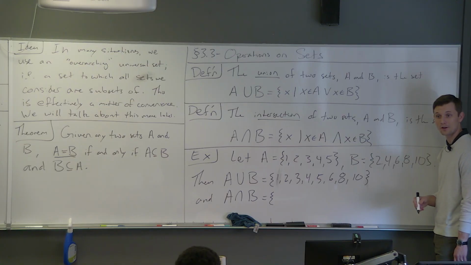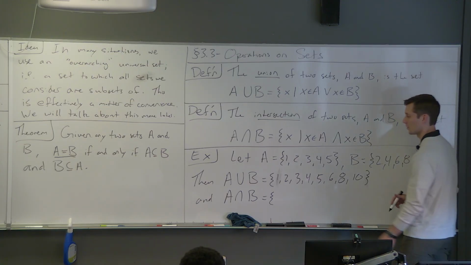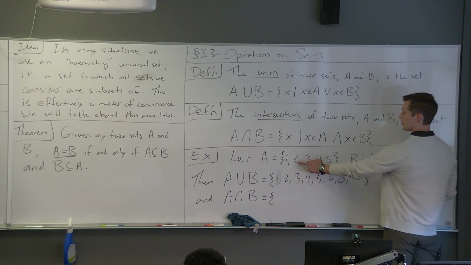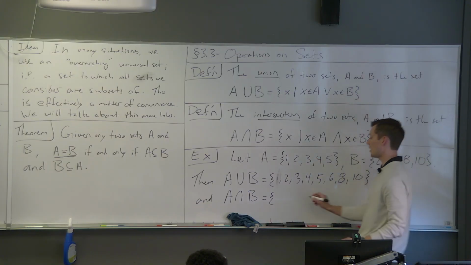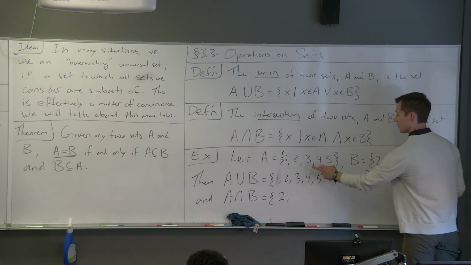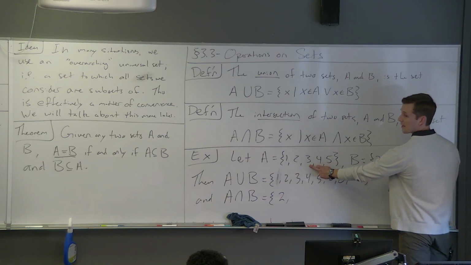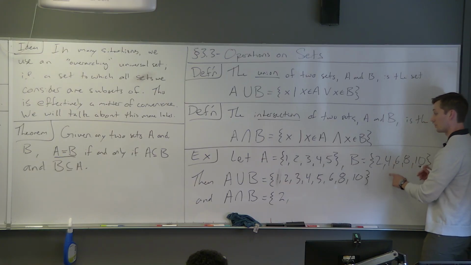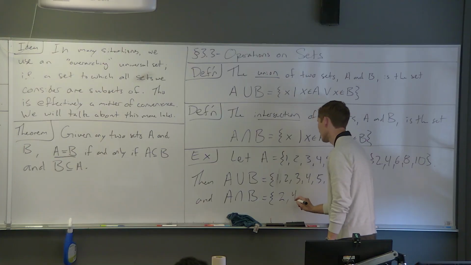Not one or the other, but in both. So 1 is in A, but it's not in B, so we won't get 1 in the intersection. 2 is in A, and it is in B, so we will get 2 in the intersection. 3 is in A, but 3 is not in B, so we won't get 3. 4 is in A, and 4 is in B, so we will get 4.